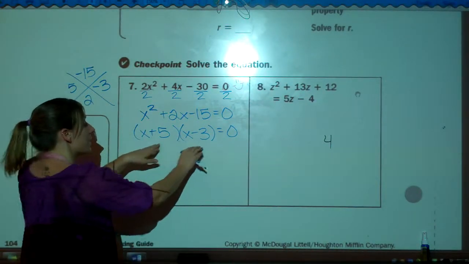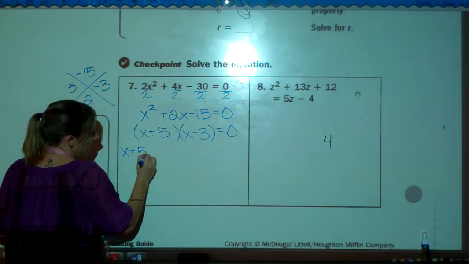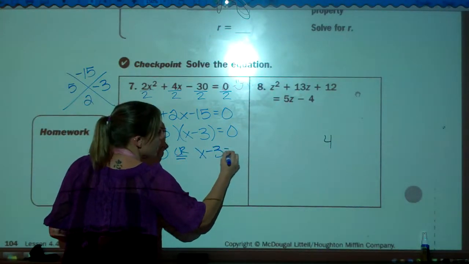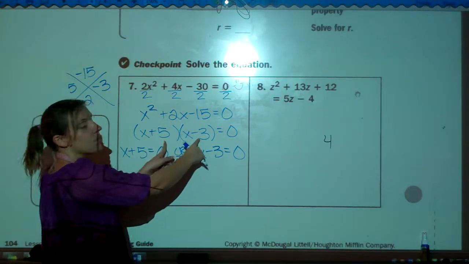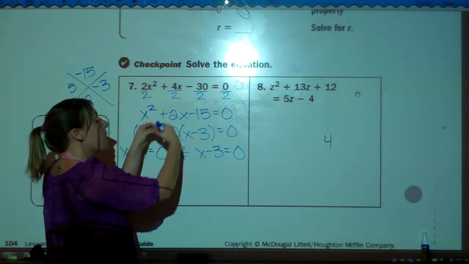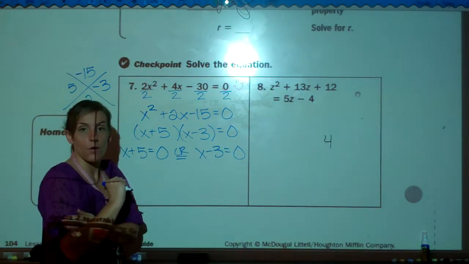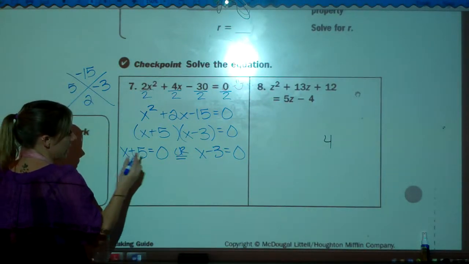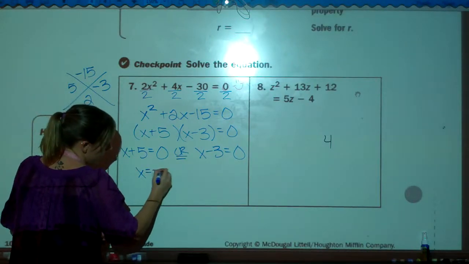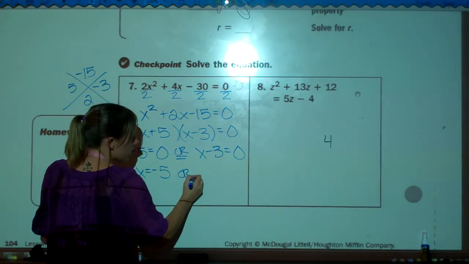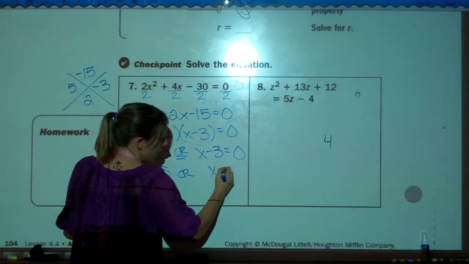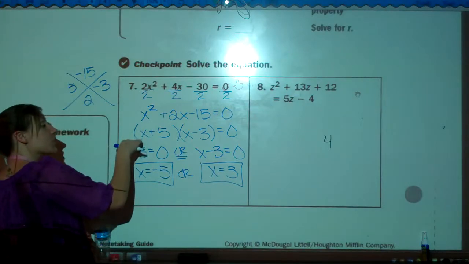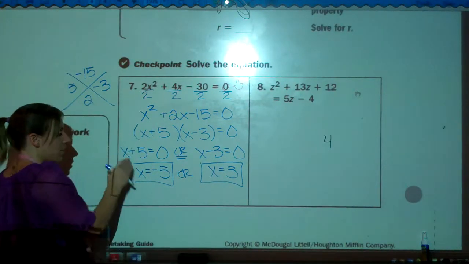Now the solving is that we split them. X plus 5 could be 0, or x minus 3 could be 0. If either one of those becomes a 0, then when you multiply it, that's why you get 0 for your equation, for your solving. So we just subtract 5 from both sides, and we get negative 5. Or we add 3 to both sides, and we get positive 3. Okay? So the solving is just the factors equal 0, and then you solve.